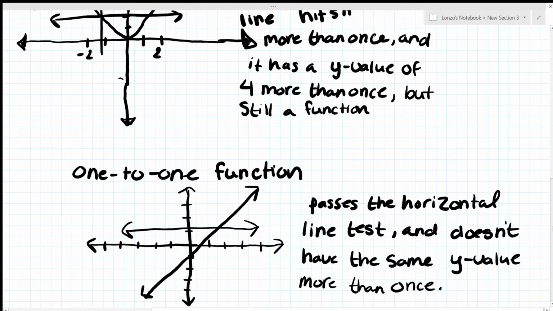Here's an example of a one-to-one function. Here's a typical linear graph. It passes the horizontal line test and it doesn't have the same y value more than once. That's why it's a one-to-one function. If I do a horizontal line test, it only hits it once. Now, is this just a regular function? Yes, if I do a vertical line test, it only hits it once. So two things with this graph: it's a one-to-one function and it's just a regular function.